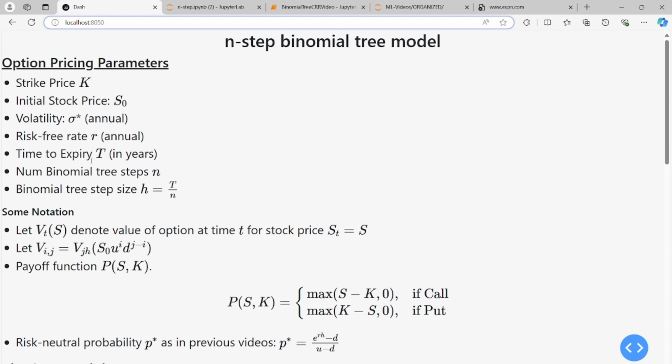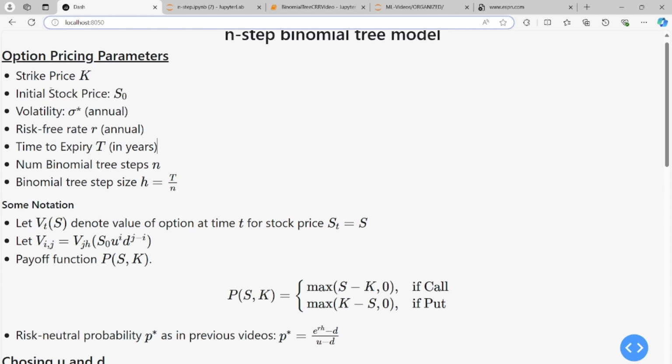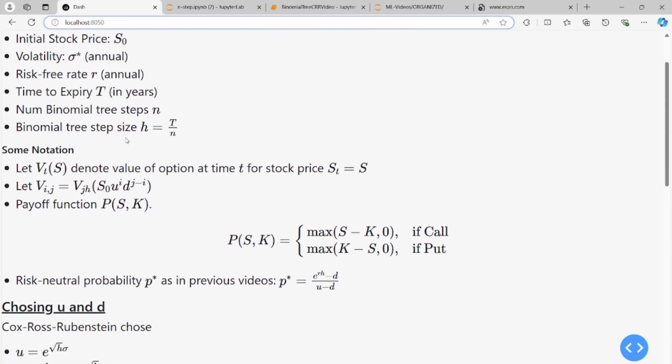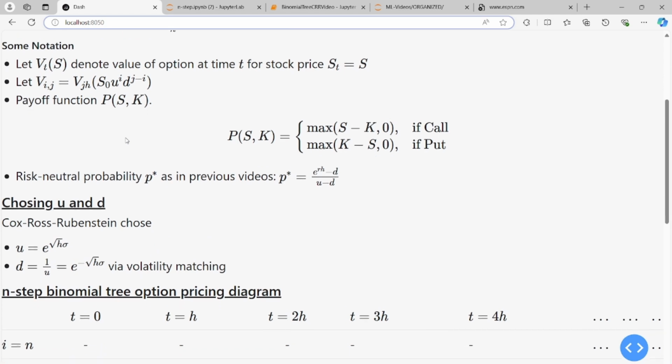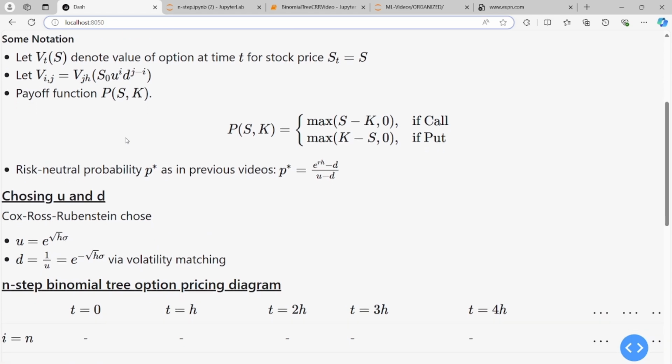Because T is our time to expiry, if we set the number of binomial steps to n, our step size, like in the previous videos, is going to be h equals T over n. The strike price is K, the initial stock price is S0, volatility is sigma, and so on. That's our notation. First, let me introduce some important notation. By the way, the idea is still going to be like in the previous video.